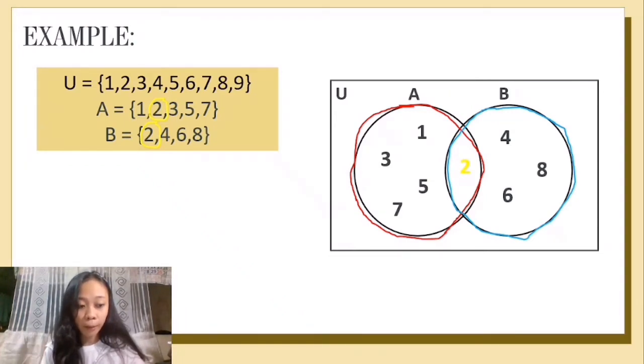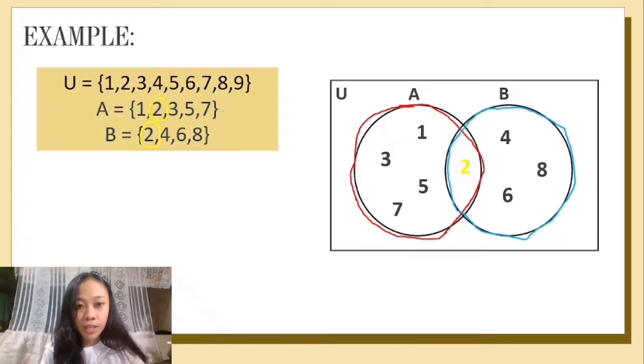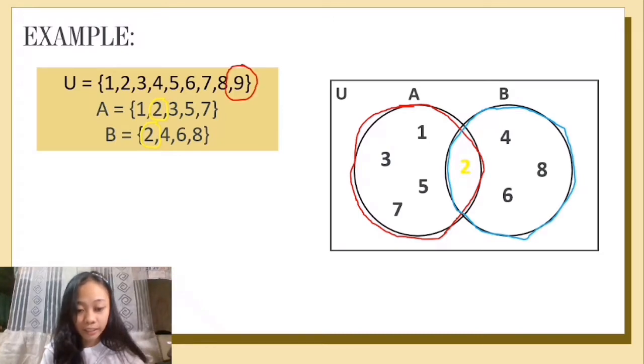Okay, tingnan natin maigi. So from the given that we have in the universal set, we have 1, 2, 3, 4, 5, 6, 7, 8, and 9. So lahat po ba ng element ng universal set ay present kay set A and set B? So kung mapapansin nyo, wala si element number 9.